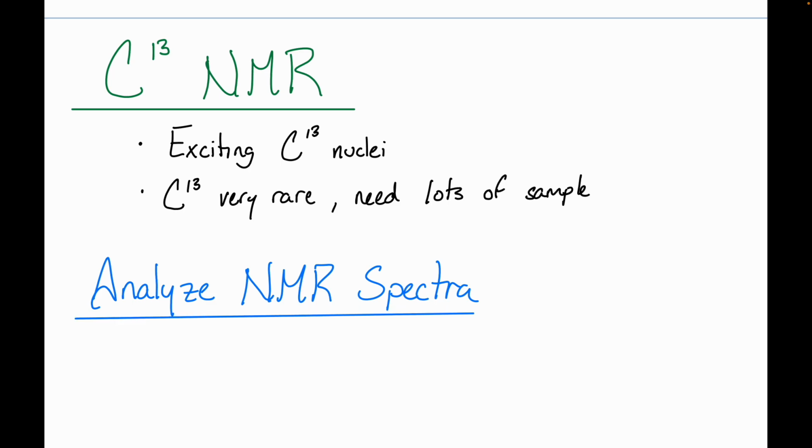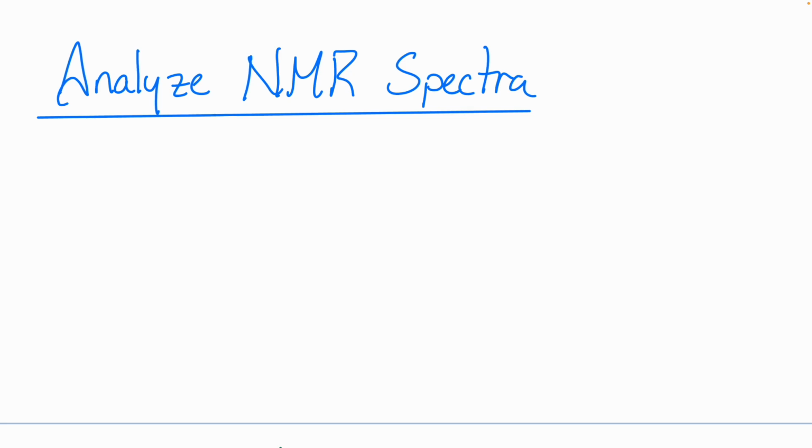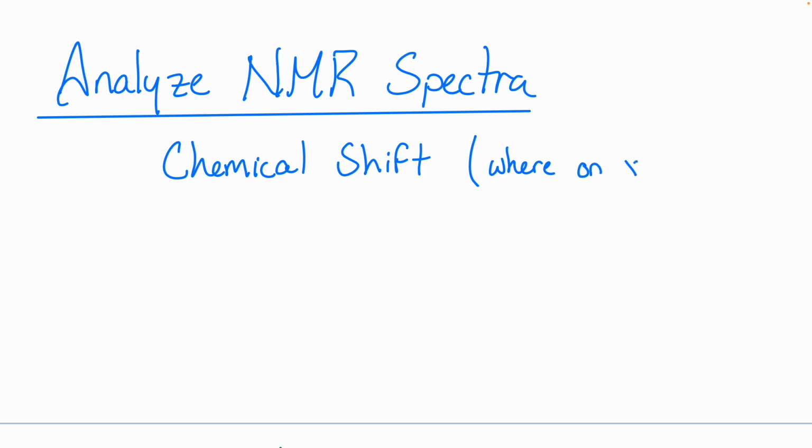All right, there's going to be two things that we're going to make note of. One is what's called the chemical shift. That's simply where on the x-axis we see this peak. Okay, so actually, I lied. Let's take a step back.